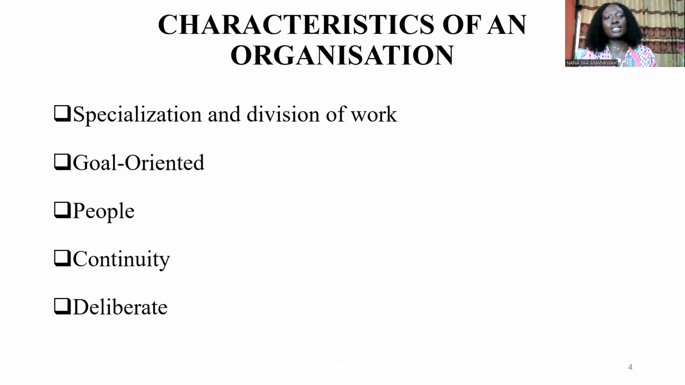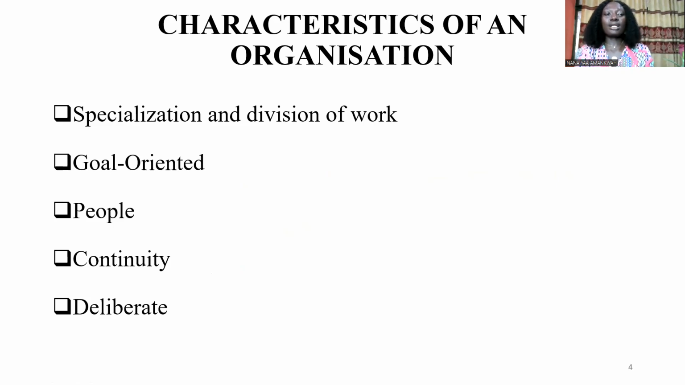Good. So we want to look quickly at the two types of organizations that we have. And before we go into that, we want to look at what is unique about organizations. And the first thing is that there's specialization or division of work. So at every point in time, when you enter an organization, you realize that everybody has what they do. There's accounts, there's HR, there's marketing. Everybody has a kind of special job that they do.